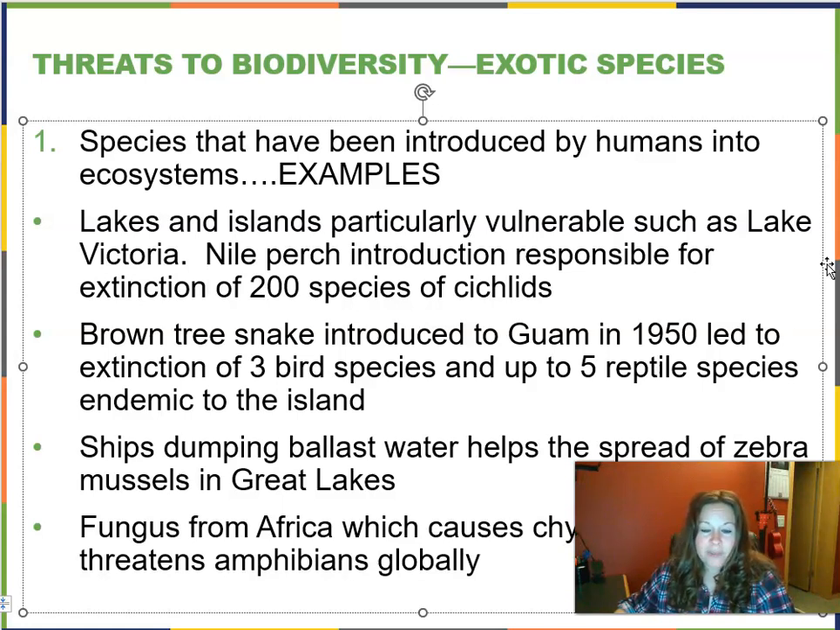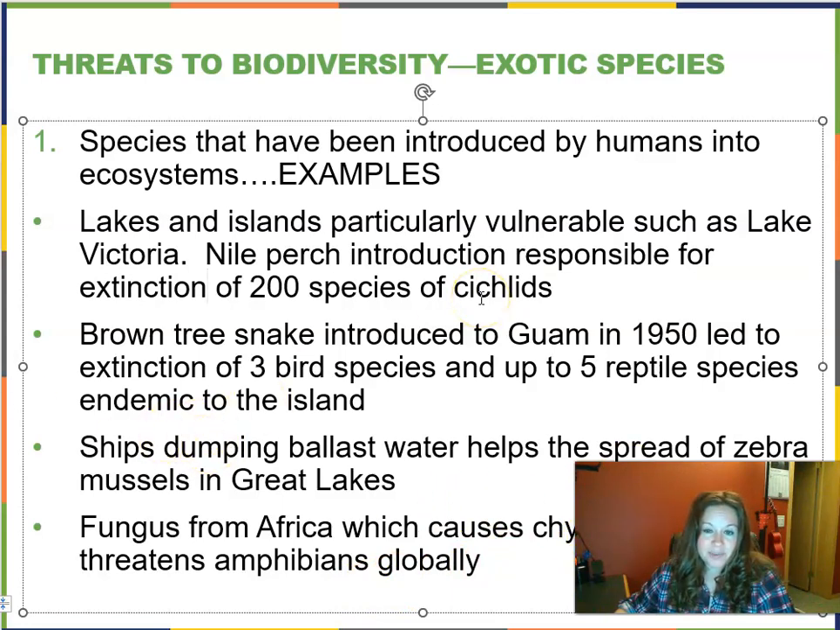And the fungus from Africa, which was introduced, causes the disease, I can't even say that word, chytridiomycosis, which threatens amphibians globally.